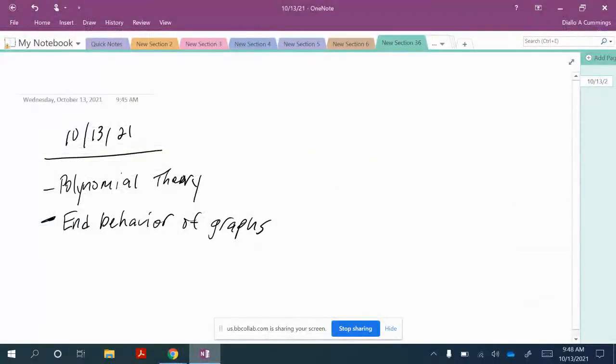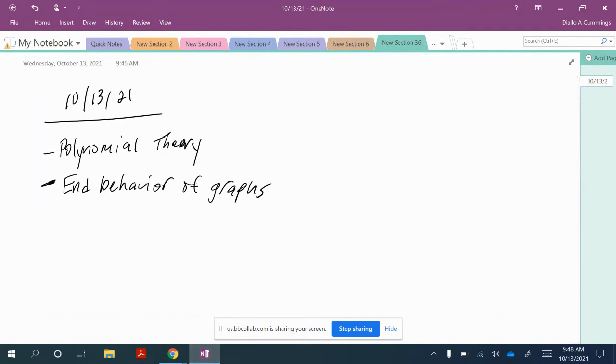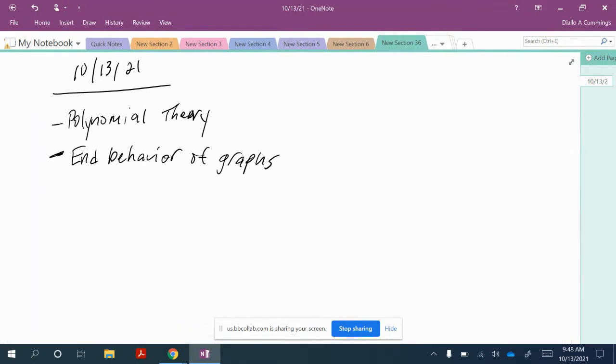All right, so today we're going to take a look at polynomial theory and the end behavior of graphs. And we're basically going to cover two sections worth of material. And as far as polynomial theory is concerned, I believe this was in the 4.2 and 4.3 modules.